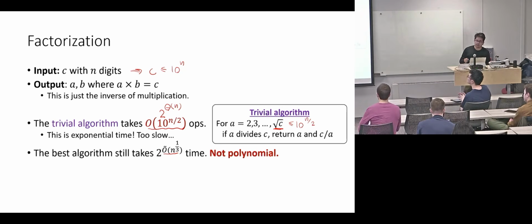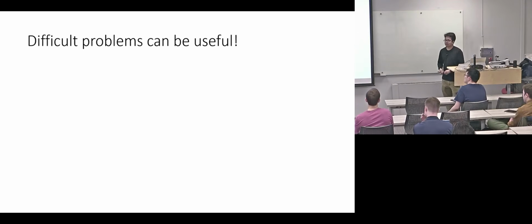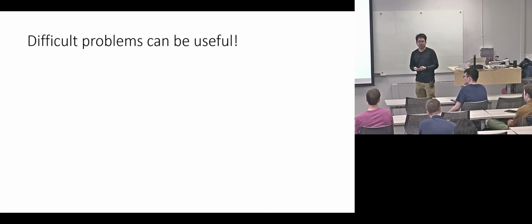And no one knows until now how to do it faster. So should we be sad about this? It turns out that not always. This is because difficult problems can also be useful. This is a lesson from cryptography, the big lesson that we learned from TCS. That is, when people have tried a lot and failed for some computational problem, and no one can find a fast algorithm, you can flip this and exploit this hardness.